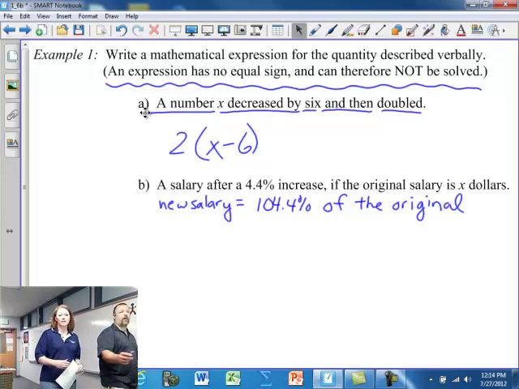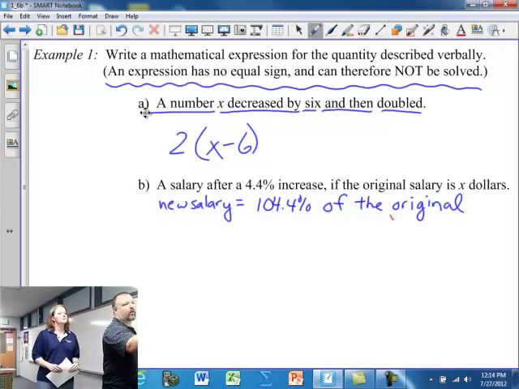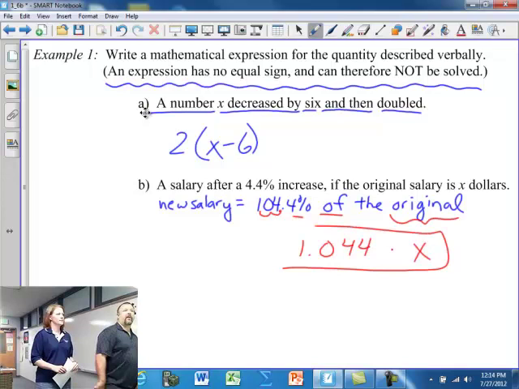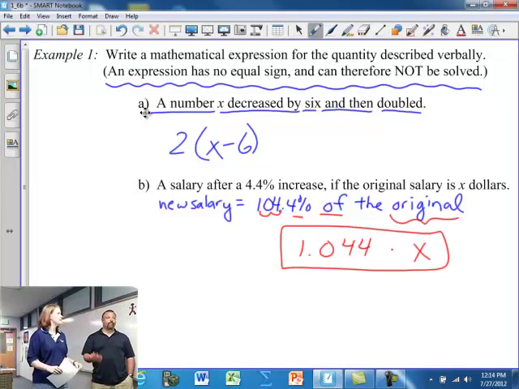So the original salary is already X dollars. They told us that. So there's our variable. When you take a percentage of something, what are you supposed to do? We multiply, and we change the percent to a decimal. Move it over twice, so it would be 1.044 times the x. And there's our expression. And that's it. Next. Nothing to it.